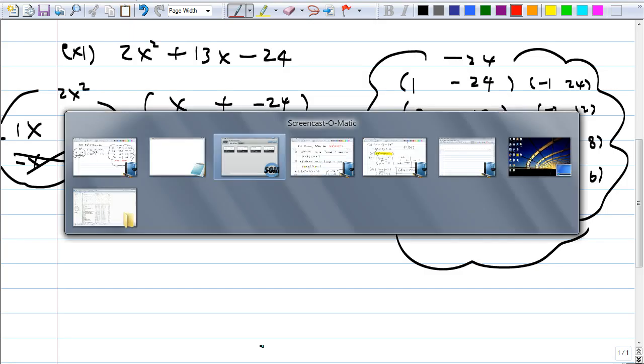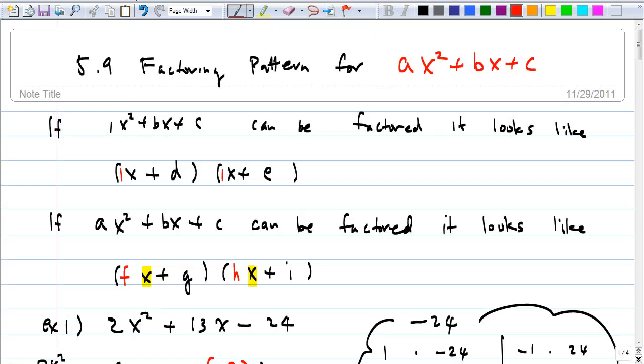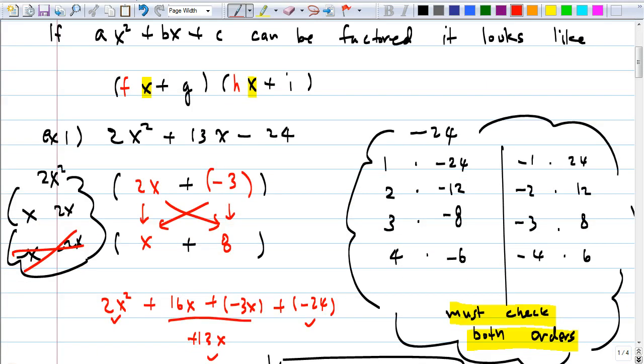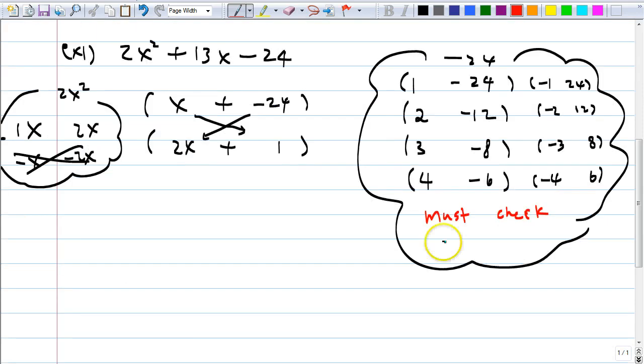It doesn't matter what they said, right? But it does matter. They said must check both orders. You guys like that one? Yeah. Okay, fine. Must check both orders. We have to check both orders, right? Because if you forget that, it makes a lot of difference, doesn't it?